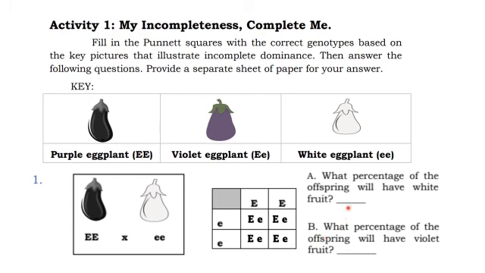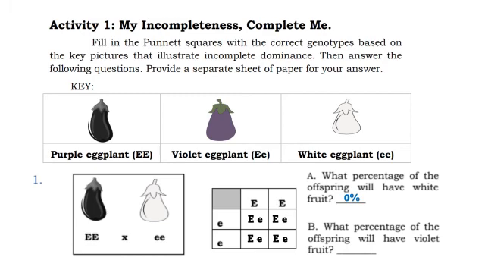So the first question: what percentage of the offspring will have white fruit, based on the genotype of the offspring? What is the color of the offspring? Is it purple, violet, or white? All of the offspring have a violet color because they have this heterozygous genotype. Therefore, there is no white colored eggplant.